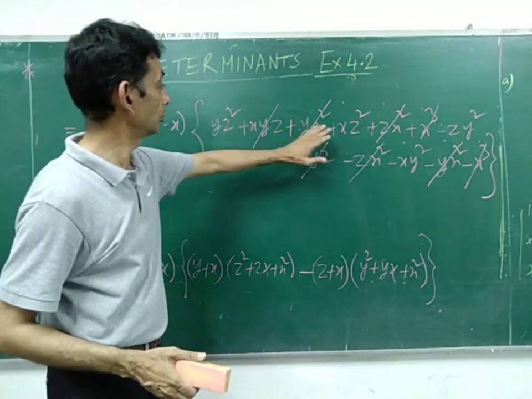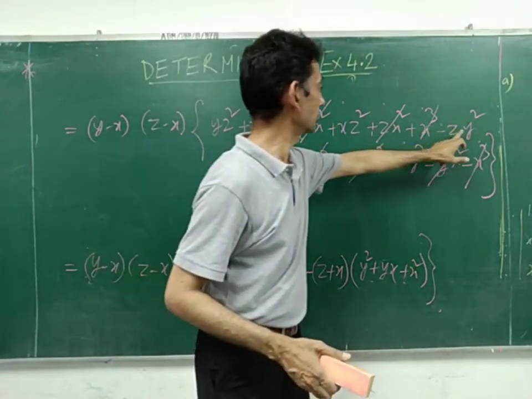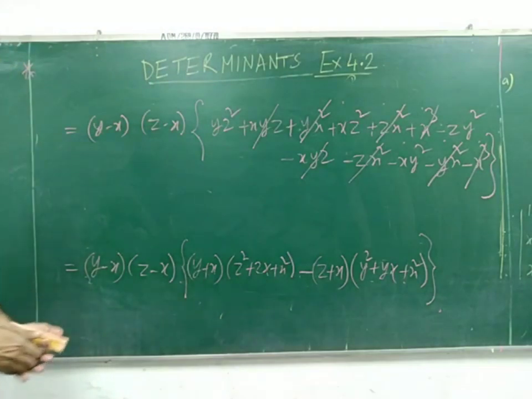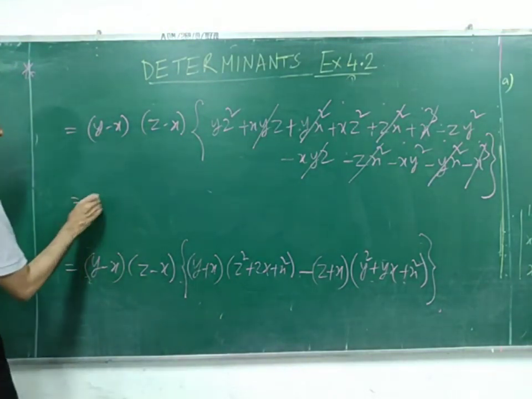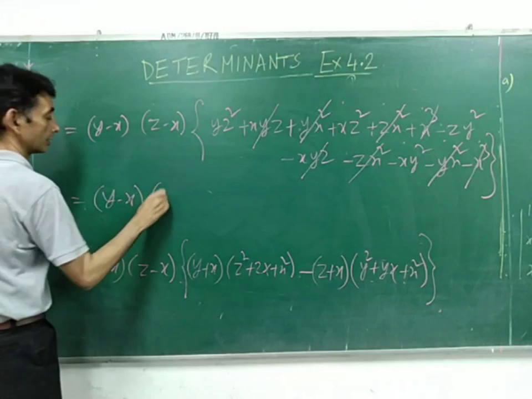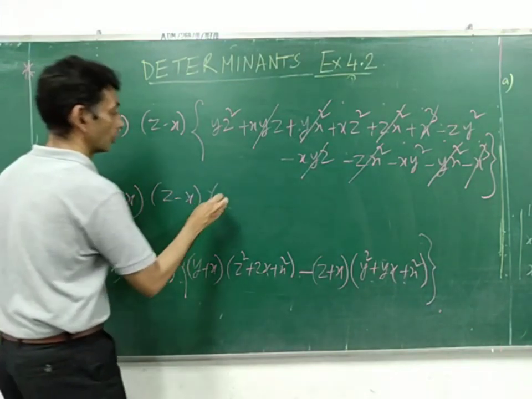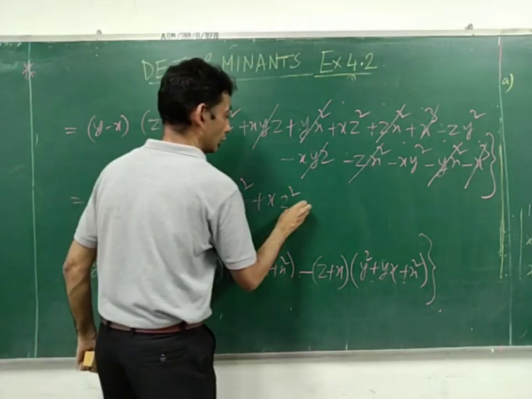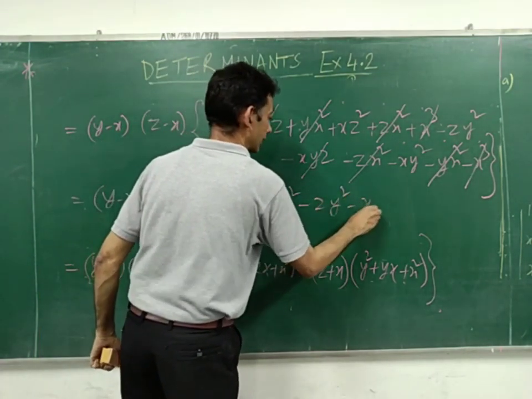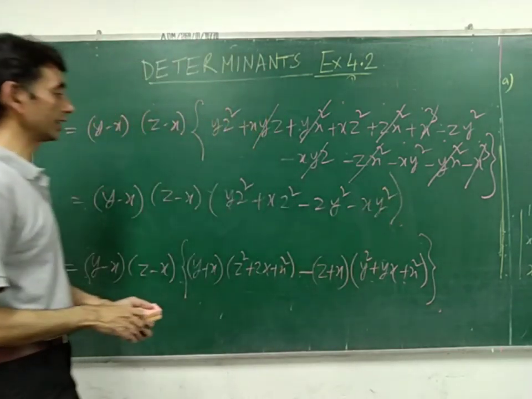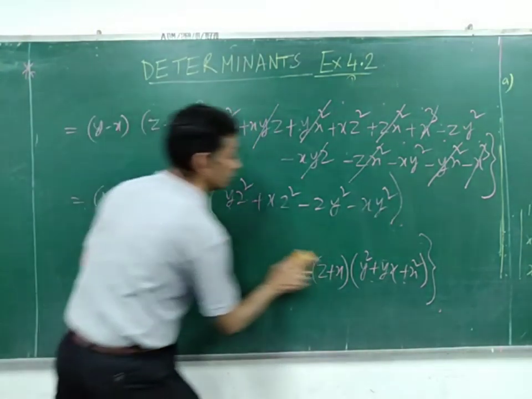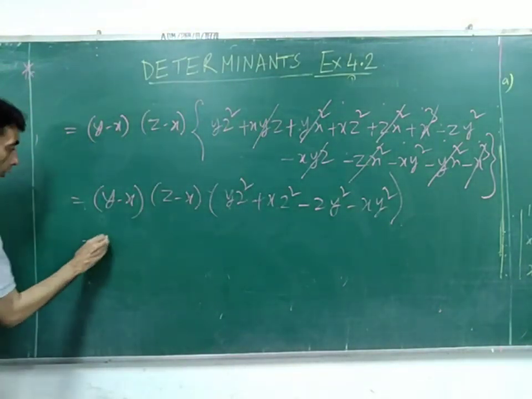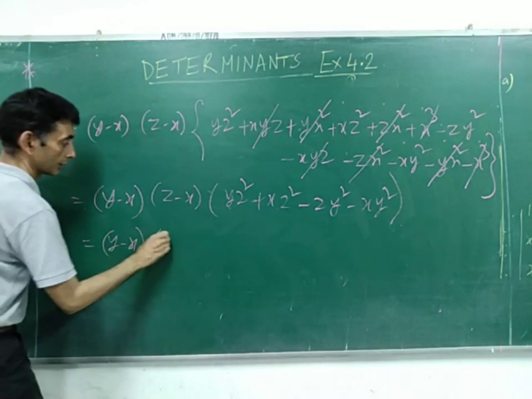yz squared plus xz squared minus zy squared minus xy squared. These terms are all different terms, so we need to write these terms: y minus x, z minus x, yz squared plus xz squared minus zy squared minus xy squared. Yes, finally it got simplified. So only 1-2 steps are there. What are the next steps? y minus x, z minus x.